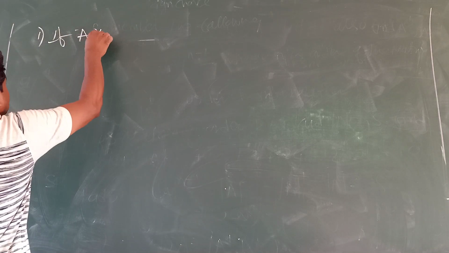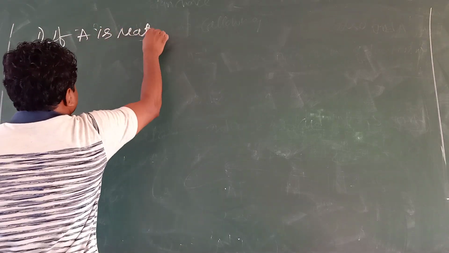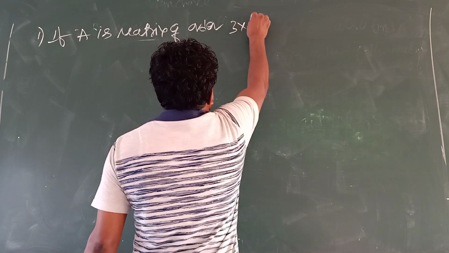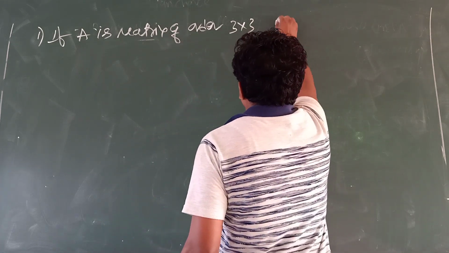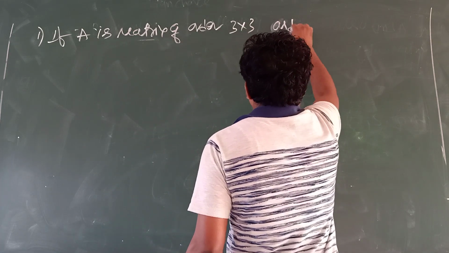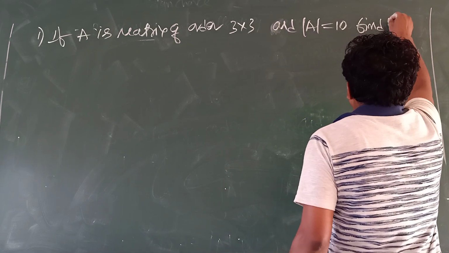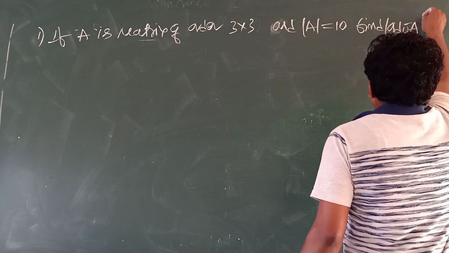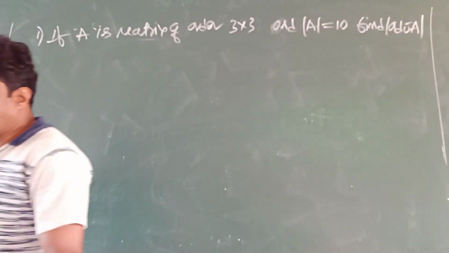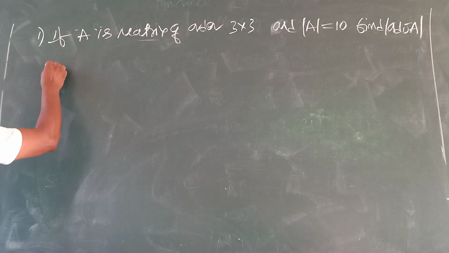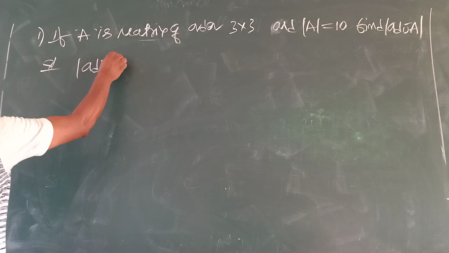So, one more question. If A is a matrix of order 3 cross 3, and determinant of A equals 10, find the determinant of adjoint A. As usual, solution.